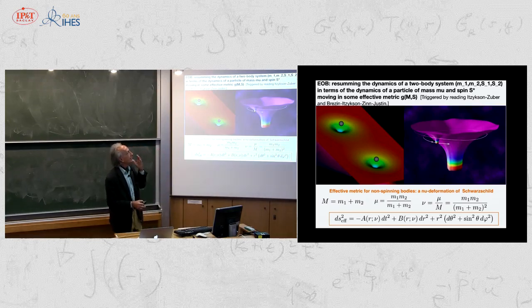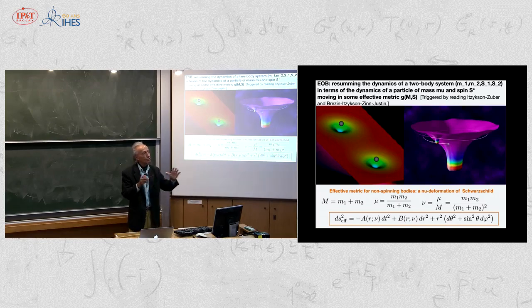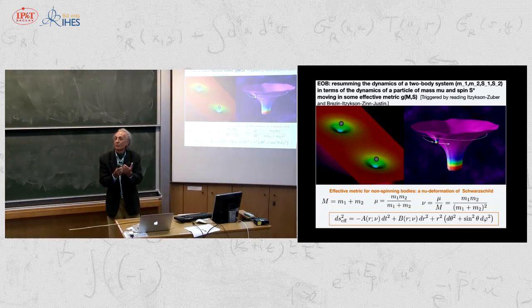But anyway, what they were saying is there may be a way to treat a two-body problem as if it were one body in an external field, replacing two bodies by one body. And then the idea was, let's see if we can do that in gravity.